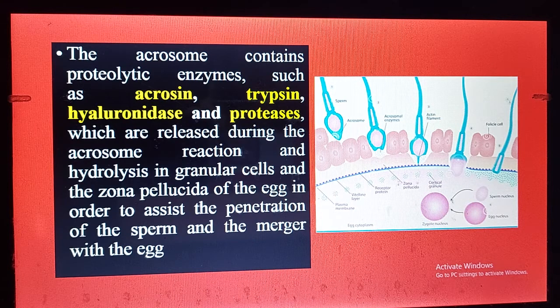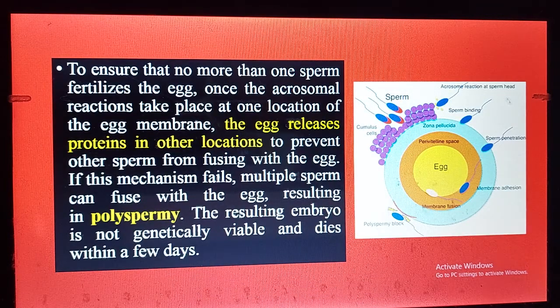Okay, you can see here the names of the enzymes: acrosin, trypsin, hyaluronidase, and proteases. These enzymes assist the penetration of the sperm into the egg. Okay, now what is polyspermy and how does the egg prevent polyspermy? To ensure that no more than one sperm fertilizes the egg, one sperm fertilizes one egg.